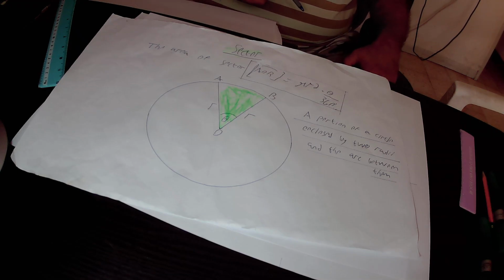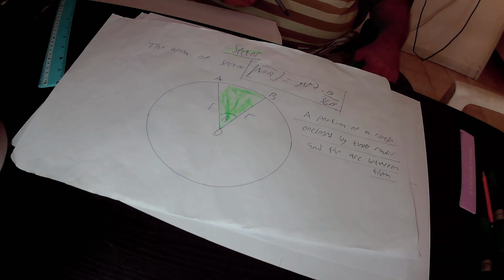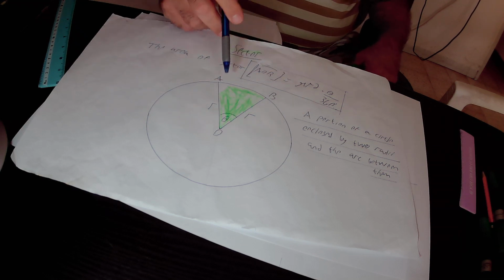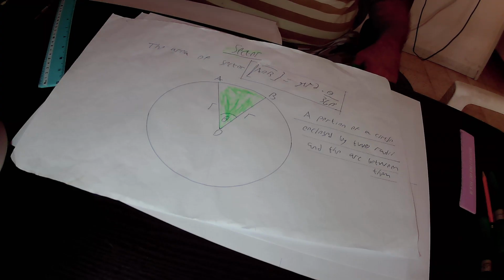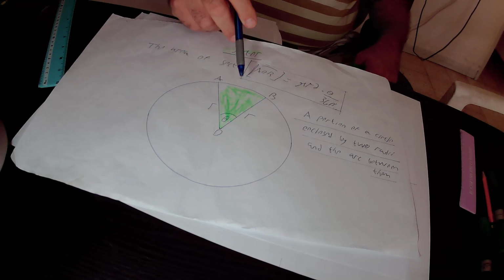So what is the area of this sector AMB? The area of this sector equals pi r squared, that is the area of the circle that contains the sector, times the angle between the legs of the sector, that is theta, over 360 degrees. Repeat again. The area of the sector equals pi r squared, the area of the circle that contains the sector, times the angle between the legs of the sector, theta, over 360 degrees.